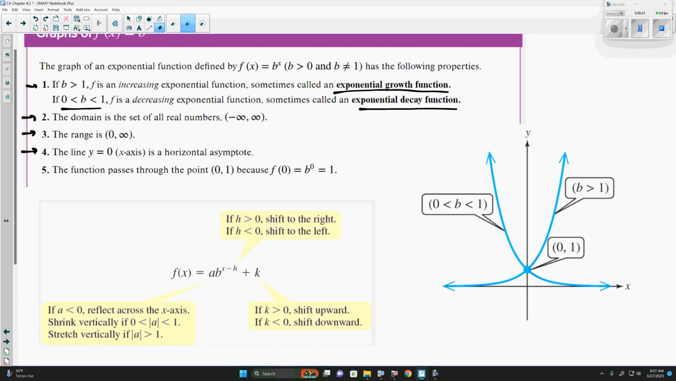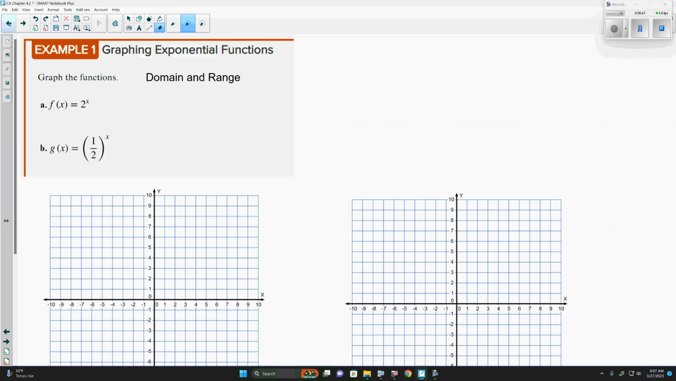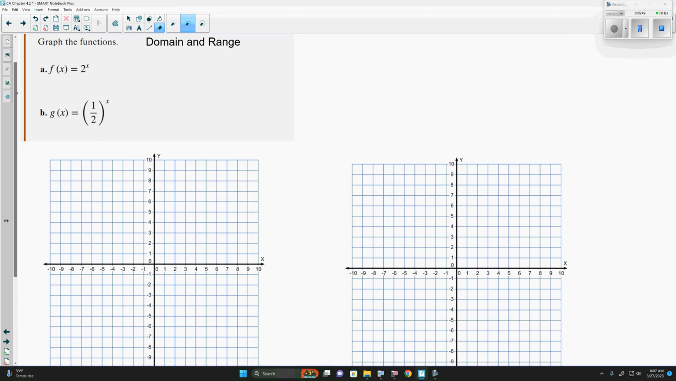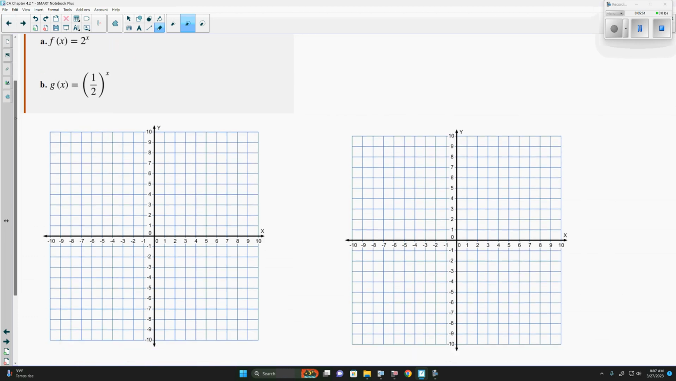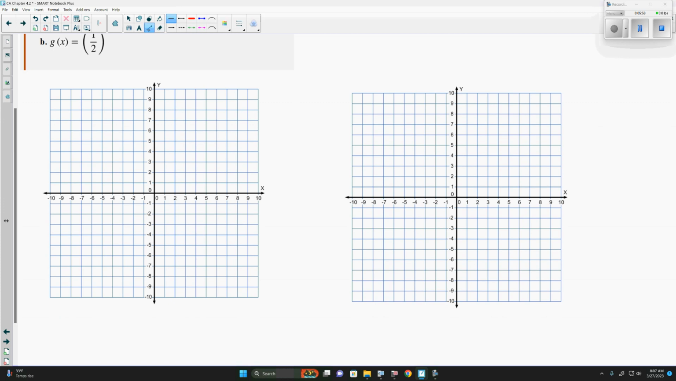And the function passes through the point (0, 1), because f of 0 is equal to b to the 0, which is 1. So if we look at this here, 2 to the x. Now, one of the things that we're going to have is our horizontal asymptote.